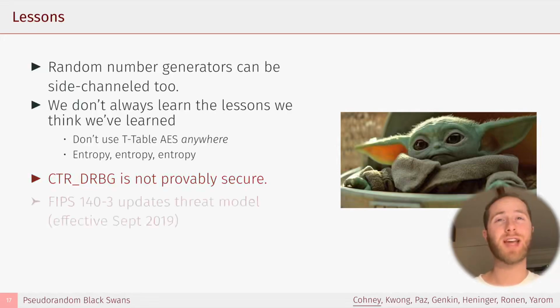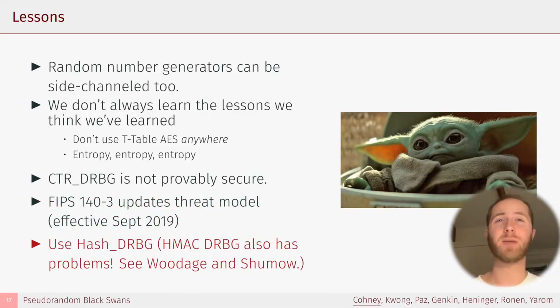FIPS 140-3 does update the threat model to incorporate side channels, but we should be sure when creating standards and designs in the future that we consider a variety of potential threats and not limit ourselves to what theoretical models may capture at the current time. Finally, when choosing what random number generators to use, if you are going to choose something from SP 800-90A, use CTR DRBG. It turns out that HMAC DRBG also has some similarly subtle problems.